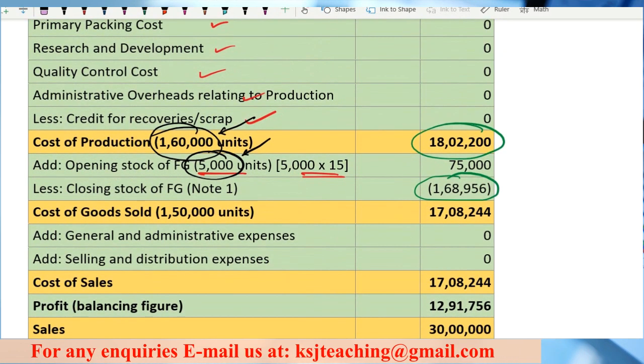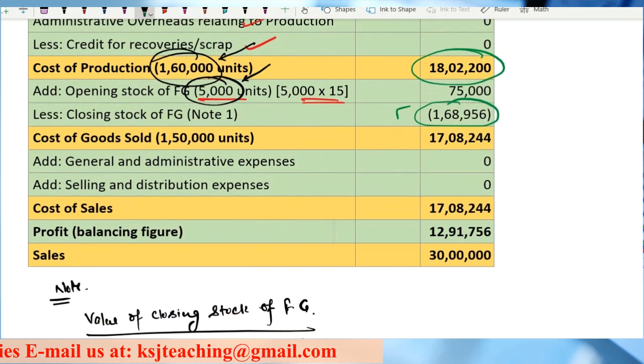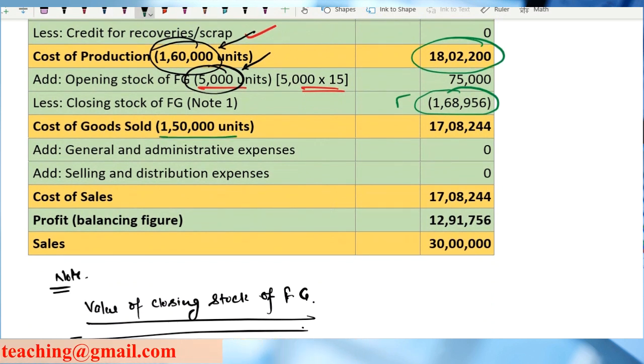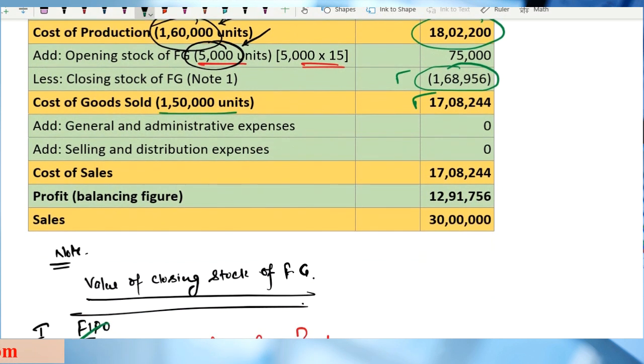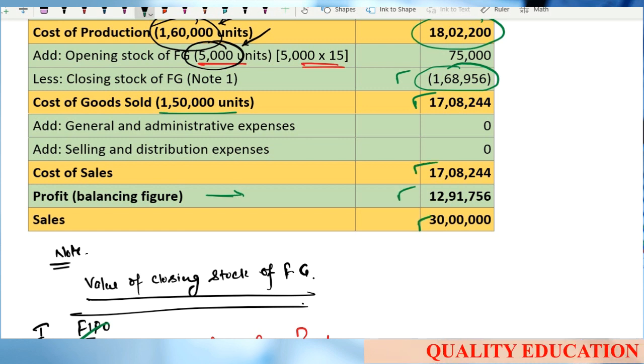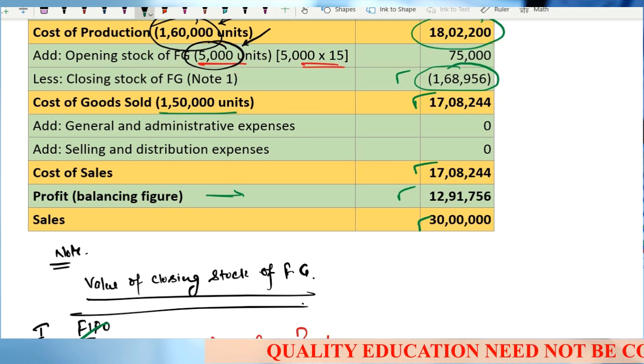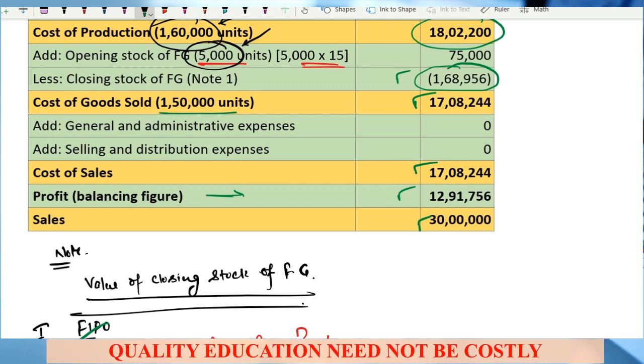Now the closing stock of FG is calculated. Now cost of goods sold, 1,50,000 units, 17,08,400. Add general administration and selling, nothing given in the question. Cost of sales is given to you. This is the balancing figure. Very simple. So the only point here was the calculation of closing stock of FG, right?